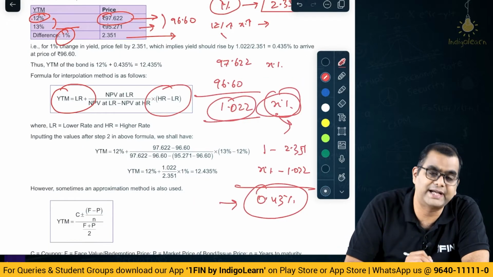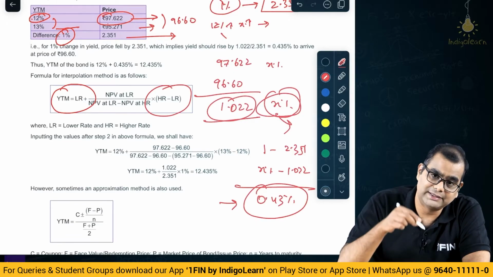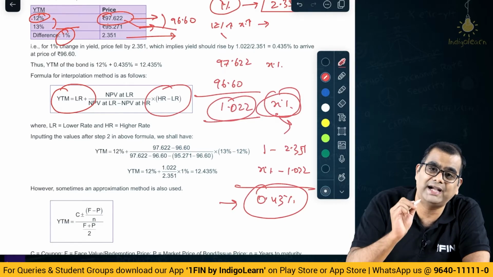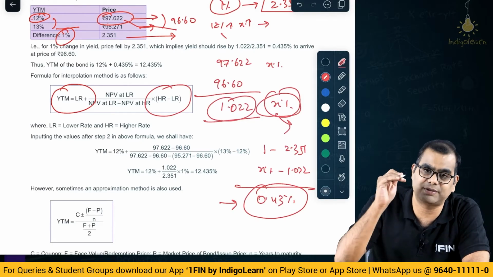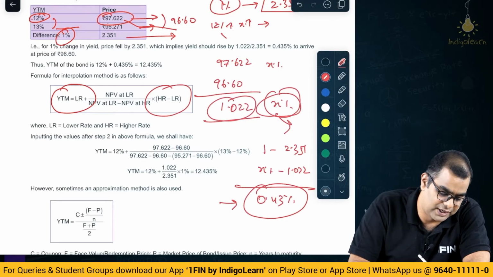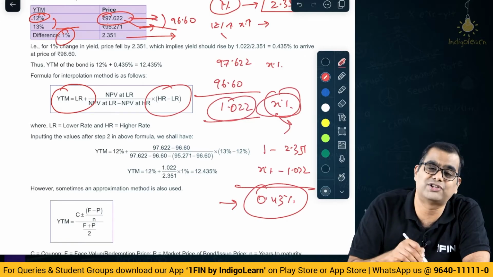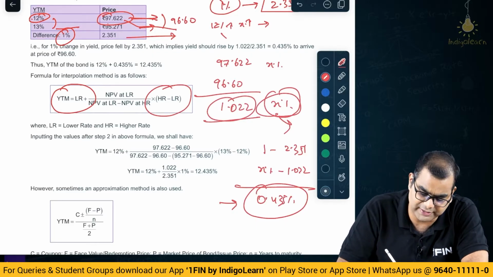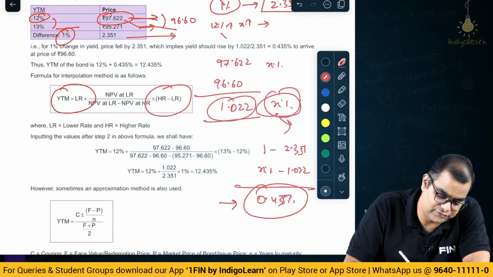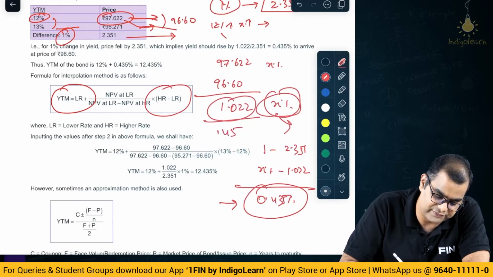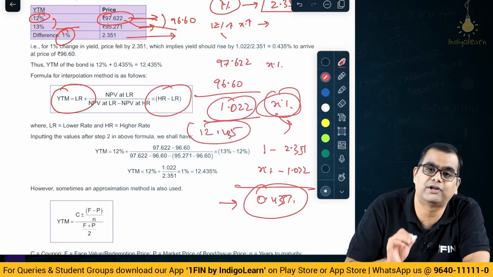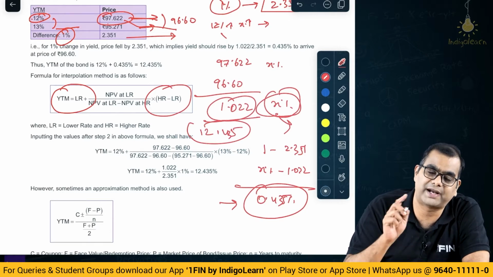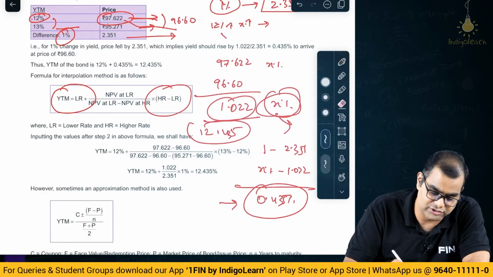At 12%, it is 97.62. Now, the price has to come down from 97 to 96. If it has to come down, you have to add a rate or subtract a rate. If the rate increases, price decreases. So, if the price has to fall from 97 to 96, you have to add this 0.43. It is 0.4347, so I will take 0.435. So you add 0.435 to 12. So you will say at the yield of 12.435, the price will be 96.6.